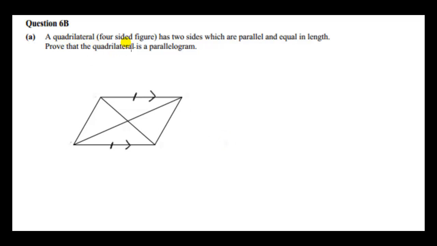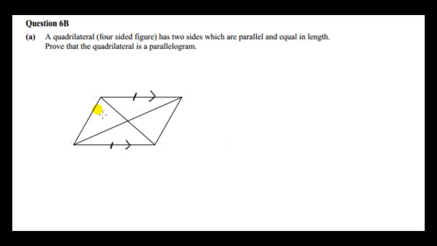A quadrilateral, that is a four-sided figure, has two sides which are parallel and equal in length. So here we have a picture of a quadrilateral, and I'm showing the two sides that are equal in length. Okay, I'm putting a tick on them, and these two sides are also parallel, indicated by the arrows.